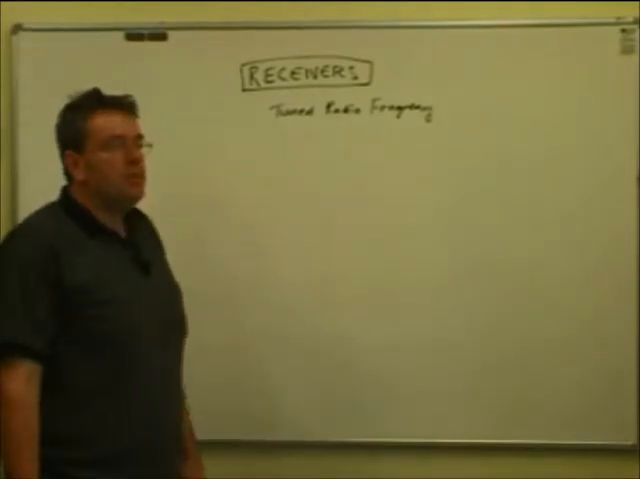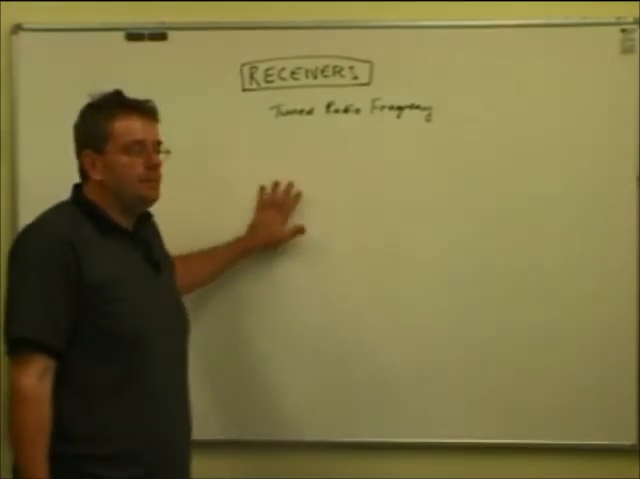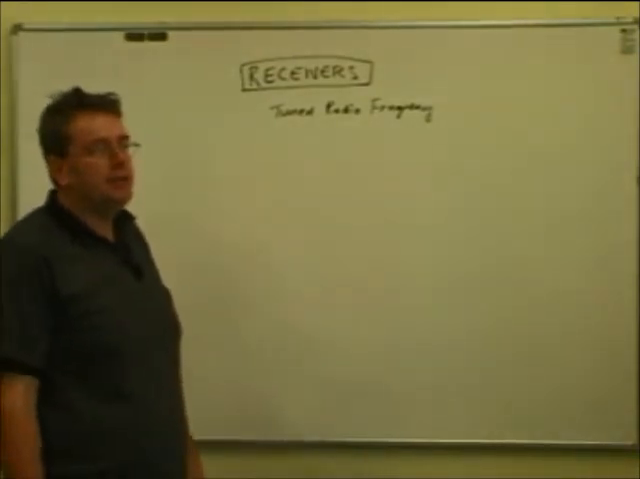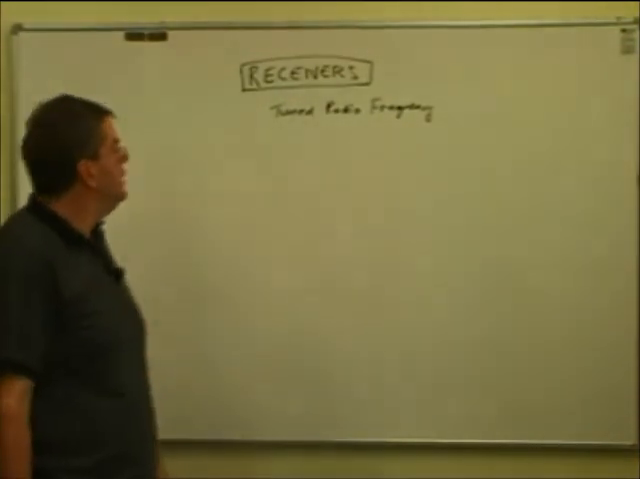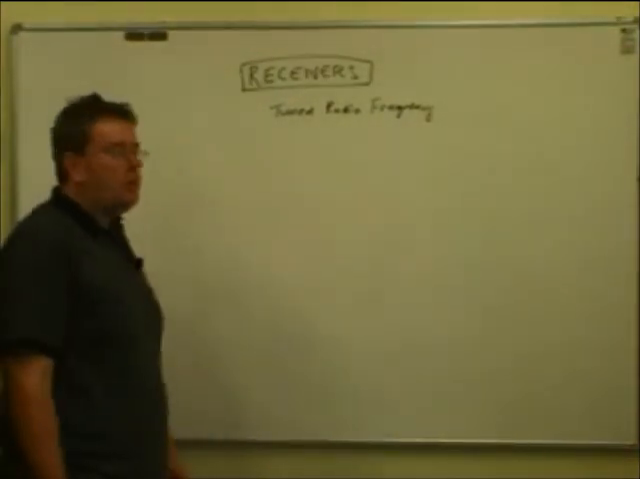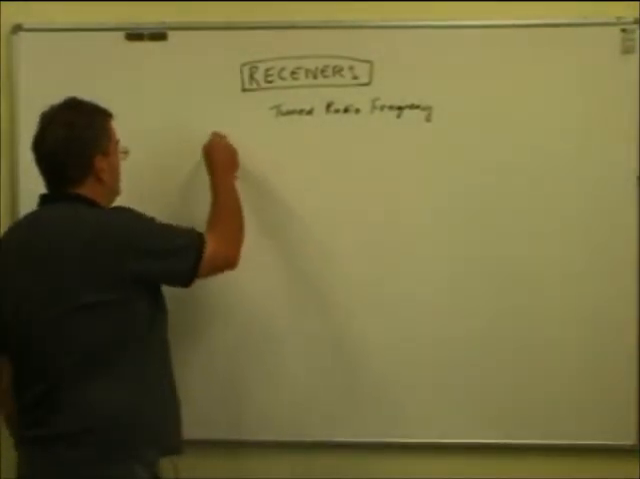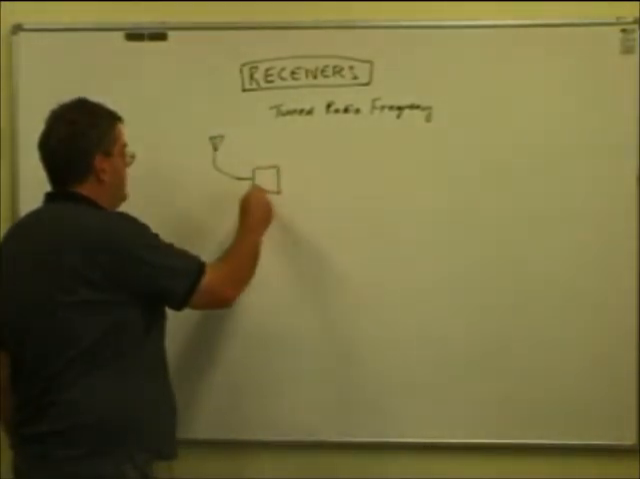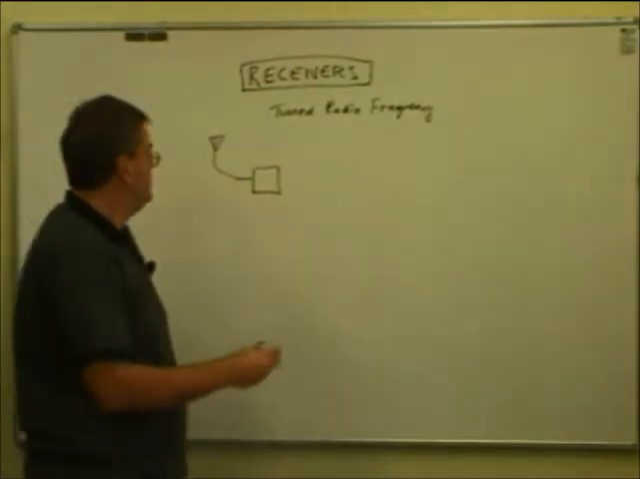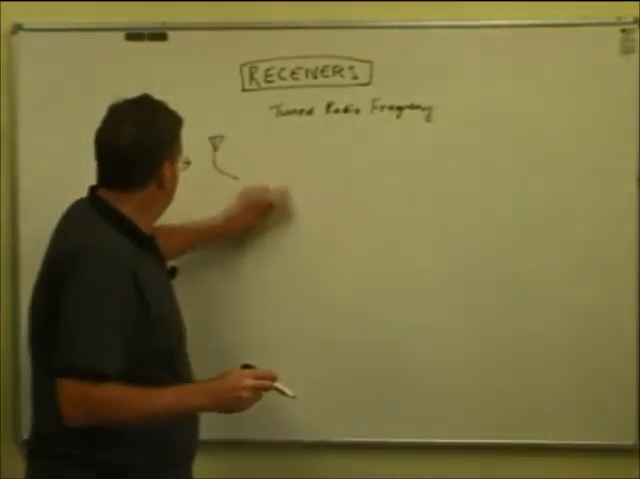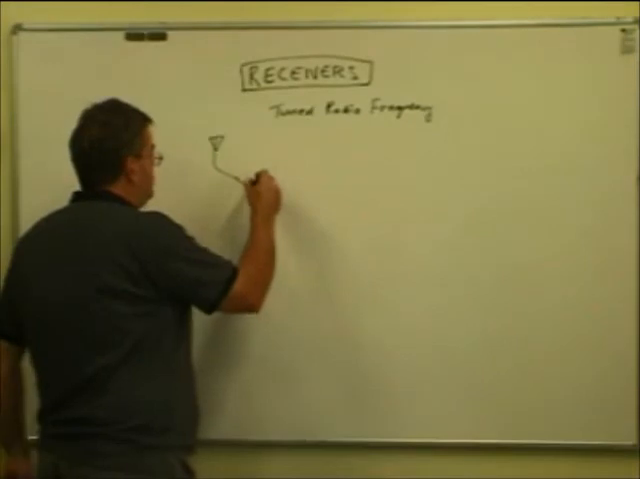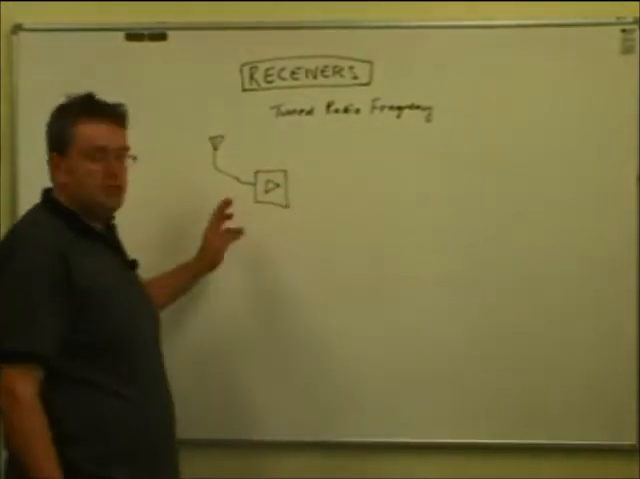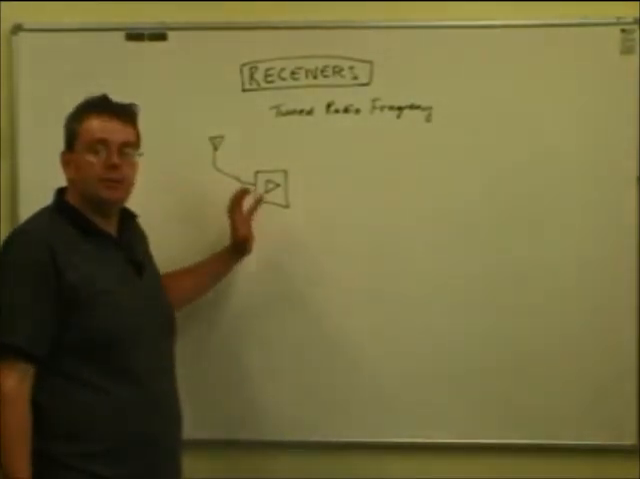The tuned radio frequency receiver came about with the invention of the vacuum tube, the valve, which allowed amplification of radio signals. And the idea was that you had an aerial. We'll just draw it as a block diagram here. So we had a tuned circuit, if you like. Well, let's just say a tuned amplifier. We use that triangle symbol for an amplifier. So a tuned circuit and a valve amplifier in one functional block.